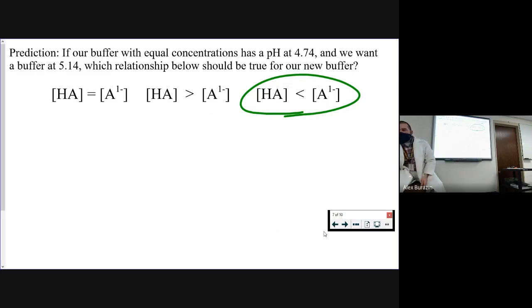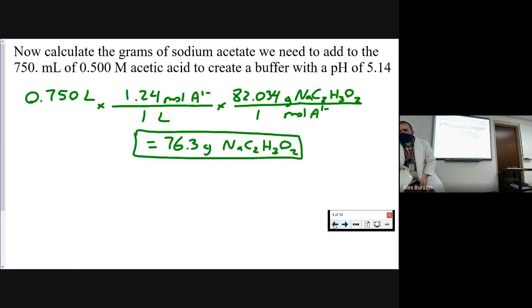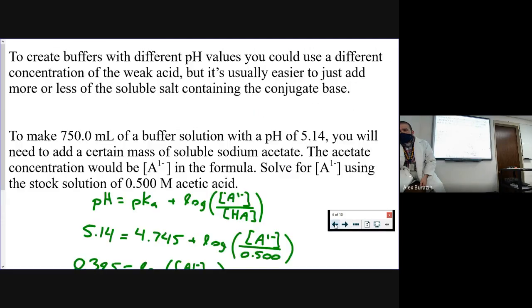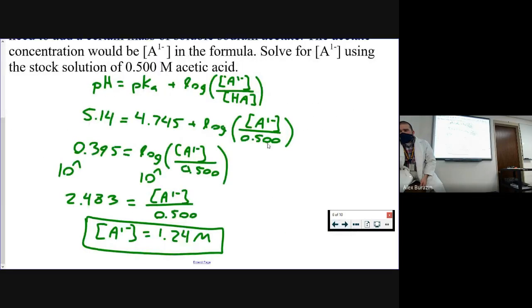Because even though we've only moved the pH to 5.14, if you look at the molarities, the molarity of my acid is 0.5. The molarity of my base is over double my acid. This base in my buffer could neutralize way more acid than the acid in my buffer could neutralize base. Sorry for the cyclical nature of my sentence there.